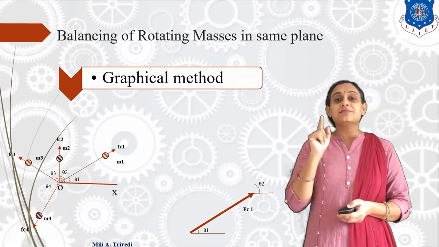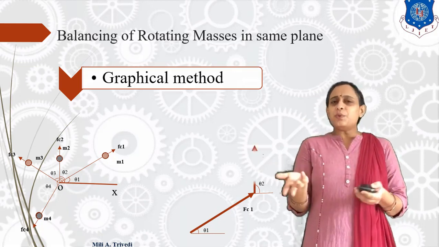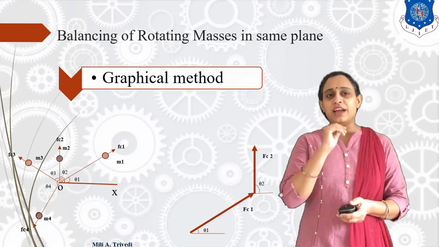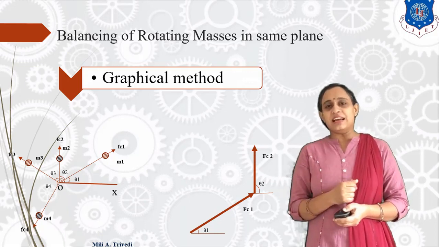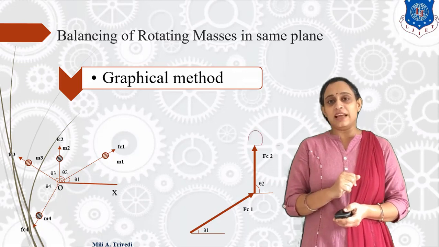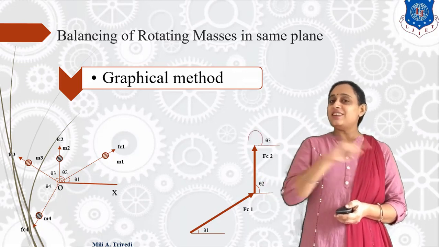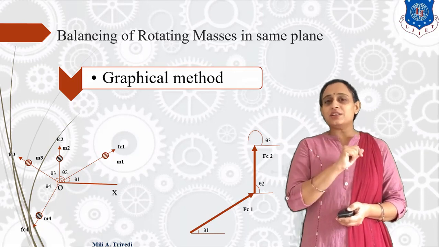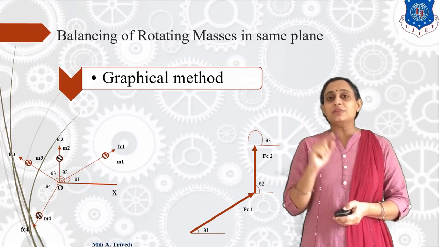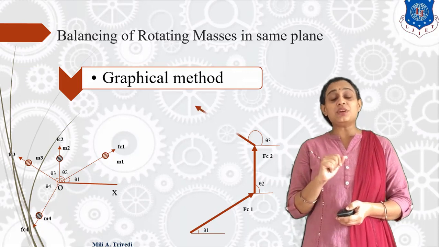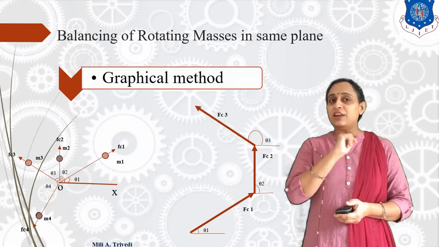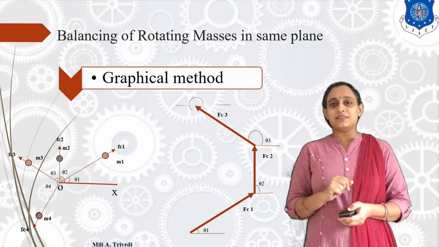It means some kg meter. Suppose it is 4 kg meter. So we have to draw a 4 kg meter line at the theta 2 angle. Next, we have to draw the baseline and theta 3. By drawing this, we will get the value of M3 R3, and we have to draw FC3.